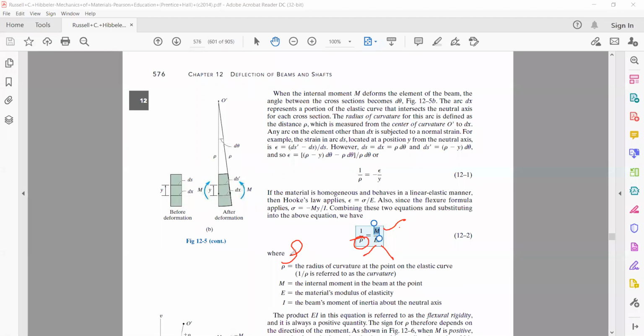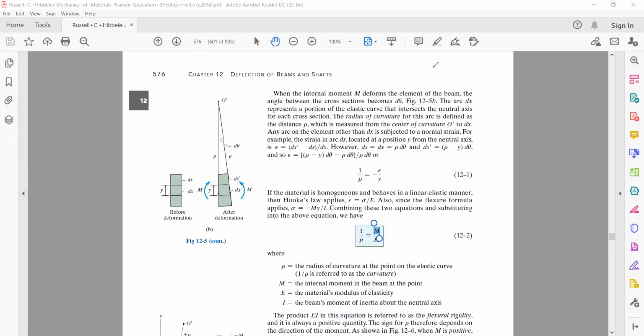So how do we calculate this rho? We are saying 1 by rho is equal to M by EI. This equation needs to be revisited, because the calculation of rho is very difficult for us. We want to reduce this equation into a form where our dependence on finding rho is nullified. We want to represent rho in such a form that we need not find rho directly, because finding rho in the case of beams is very, very difficult, and in fact impossible.